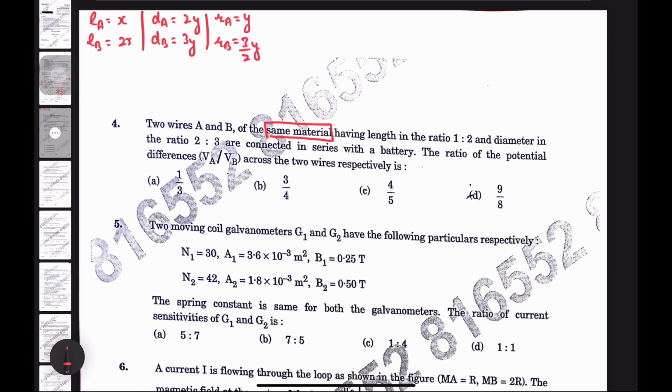Now the information what they want us to do is that these are connected in series. If these two wires are connected in series, that means same current is flowing through the wires, that is current through A is equal to current through B.